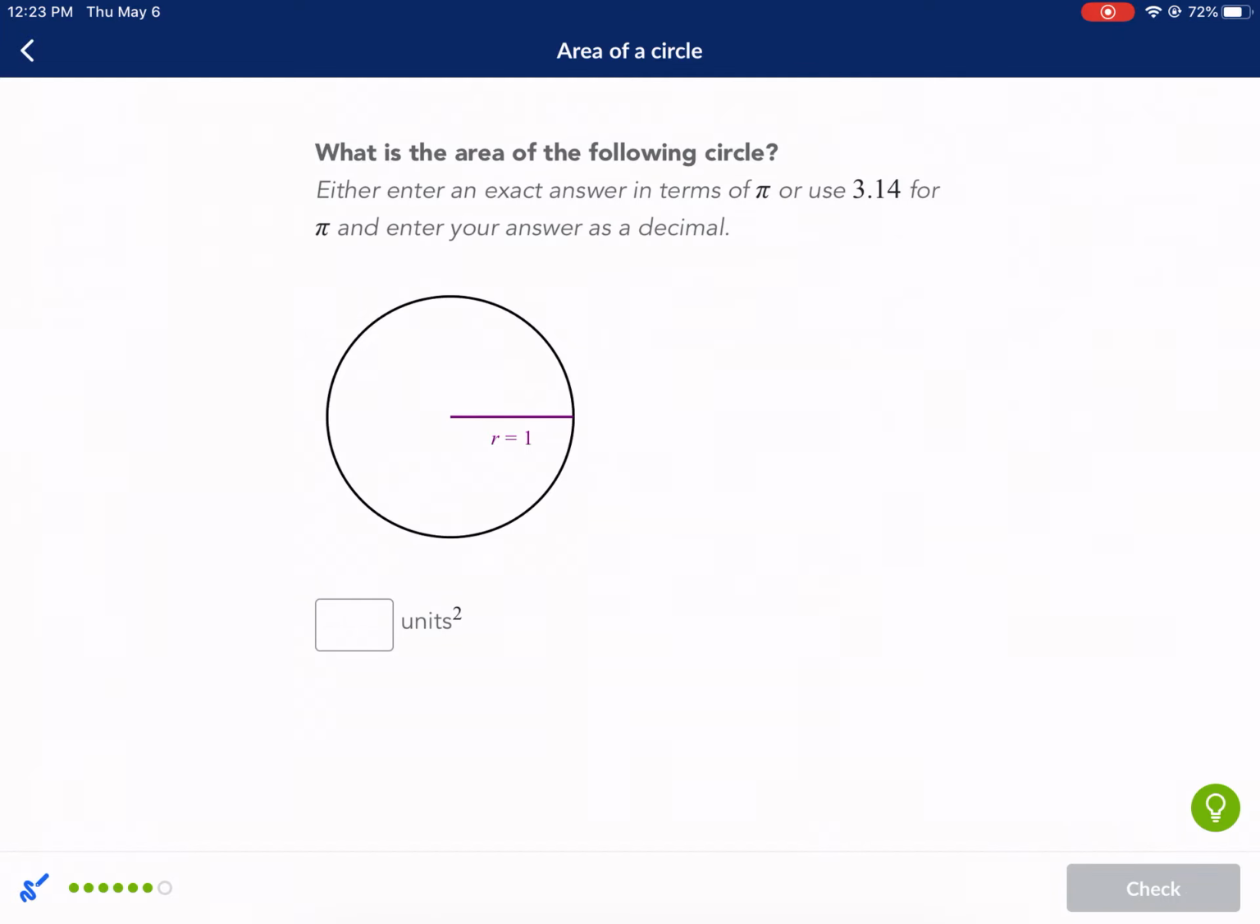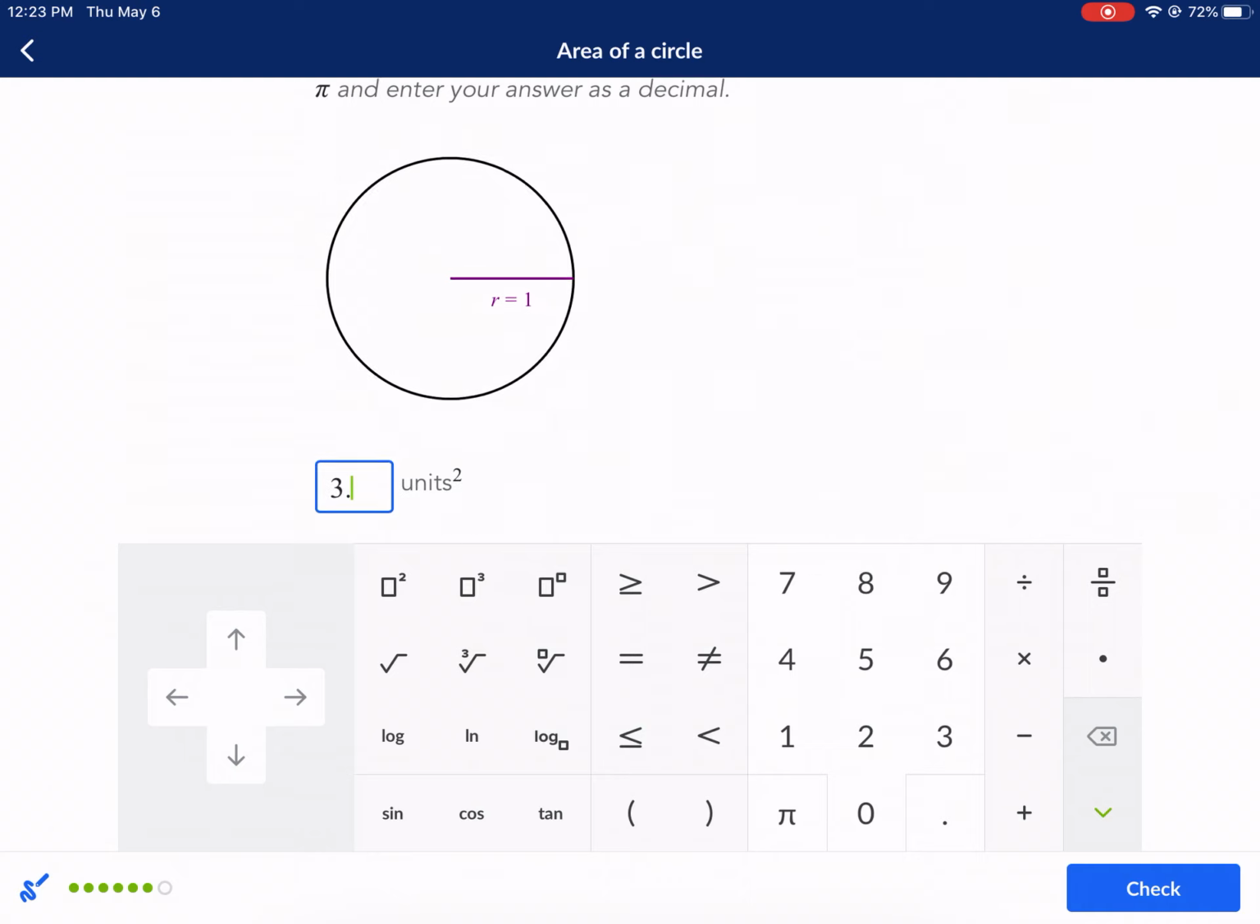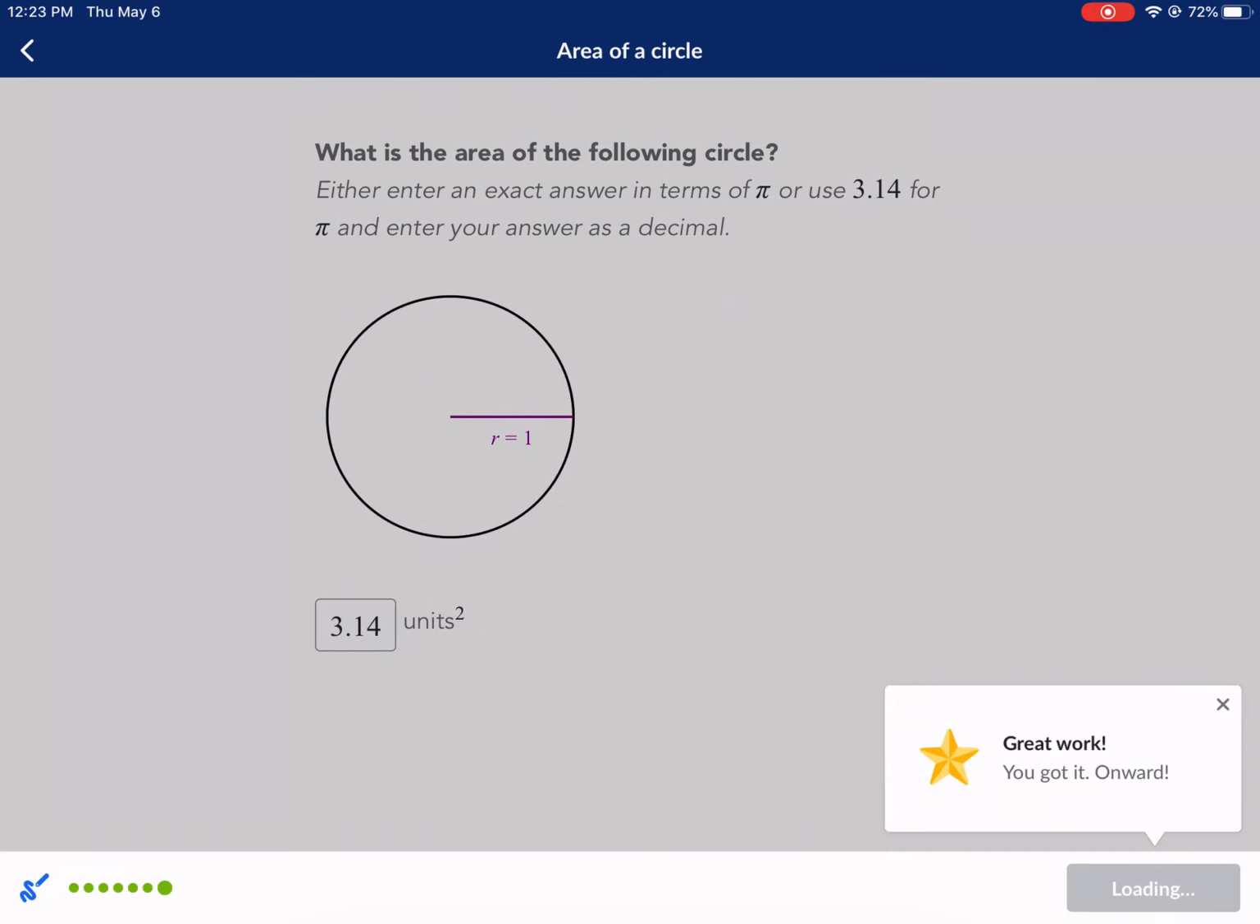Okay, same thing. What is the area? So we're going to get 1 squared is 1, times 3.14 is just going to be 3.14. And then that's it. That's all there is to the area of a circle.